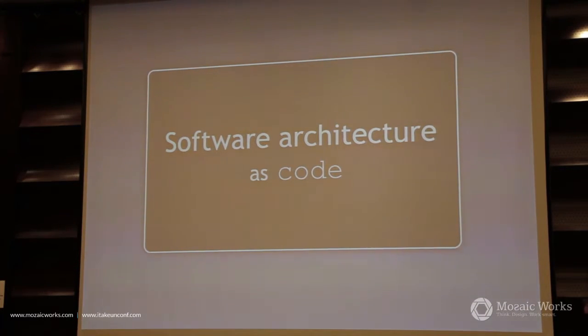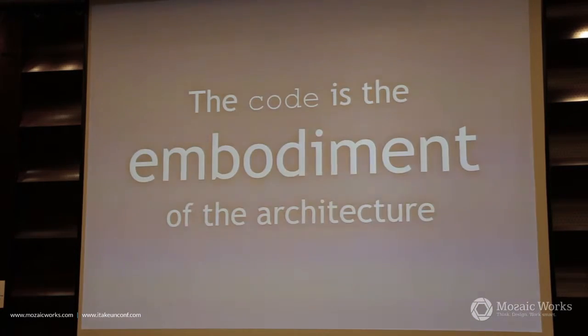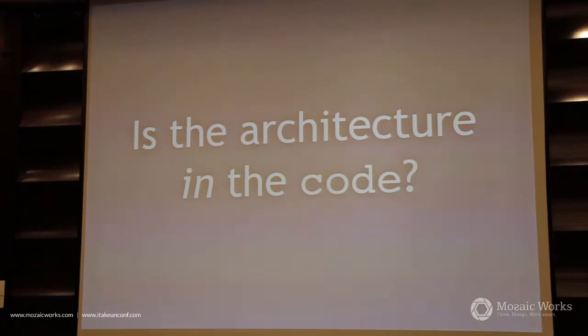Now we got onto the actual title of the opening session 7 hours ago. So how do we represent software architecture as code? Well, the code is really the embodiment of the architecture, isn't it? We have a bunch of ideas, and hopefully the code somehow reflects those ideas. So here's an interesting question. Is the architecture actually in the code?